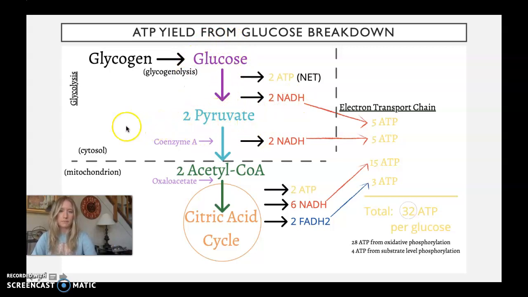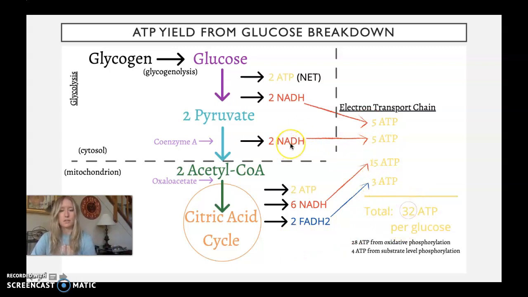We then get 2 pyruvate, and the pyruvate is then transported into the mitochondria. So this dotted line here, everything below it is mitochondria, everything up here is the cytosol of the cell. So the pyruvate is transported into the cell and into 2 acetyl-CoA, and then the oxaloacetate joins with the acetyl to create citrate to then go through this cycle. The citric acid cycle produces 2 FADH2s, 6 NADHs, and 2 ATPs. So altogether, when we add everything, we get 32 ATP.